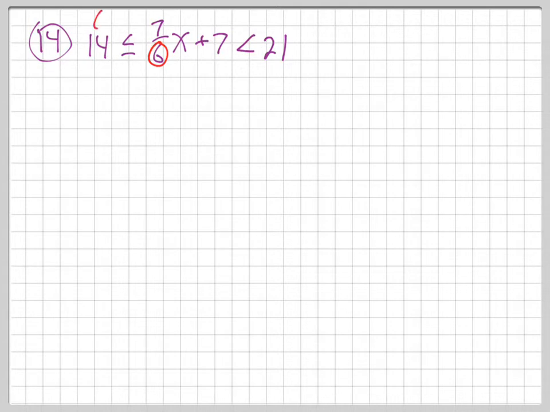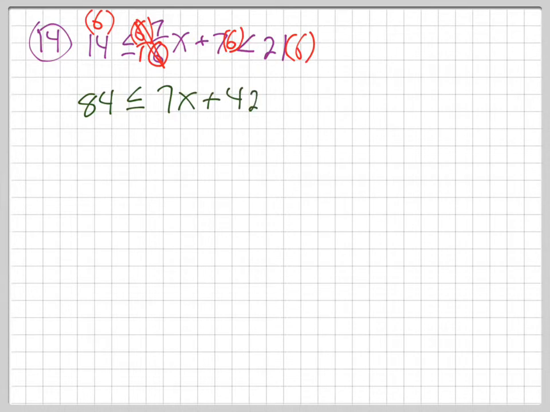We multiply through all the terms, 6 over 1, by that denominator. And right here it cancels. So we multiply through by that. What? 6 times 14? 84. This is 7x plus 42. And this is 126.